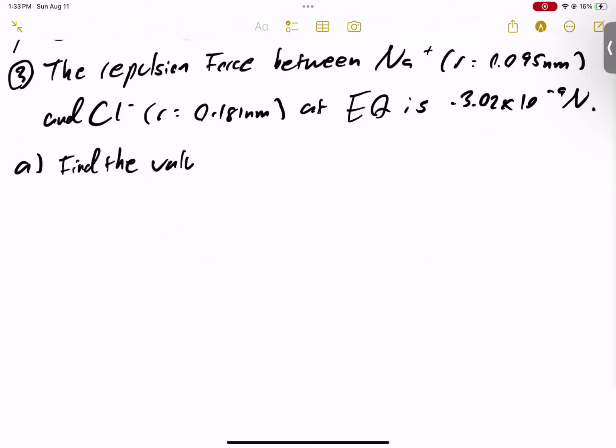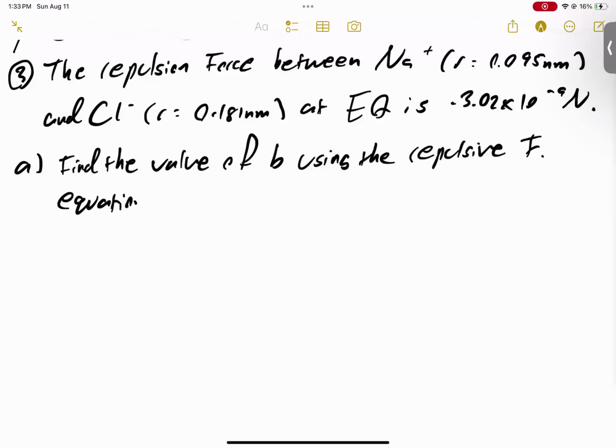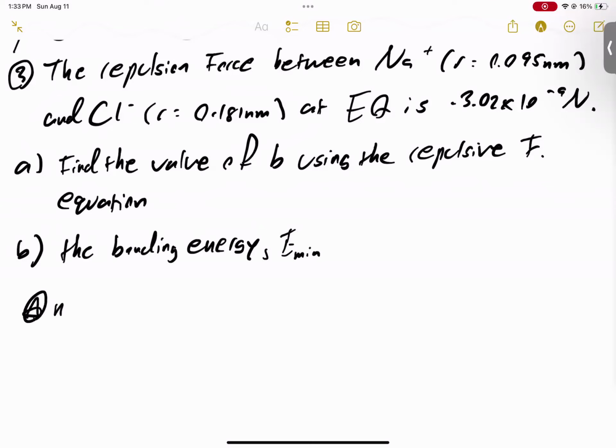And A, this is our first task: find the value of B, being the constant, which in the equation you'll see later, using the repulsive force. I'll just shorthand it as the F equation. And for part B, the bonding energy, E net. And we get to assume that n is equivalent to 9. So let's start with part A.